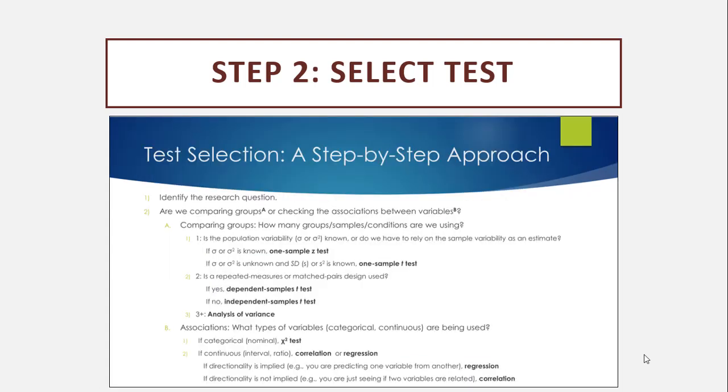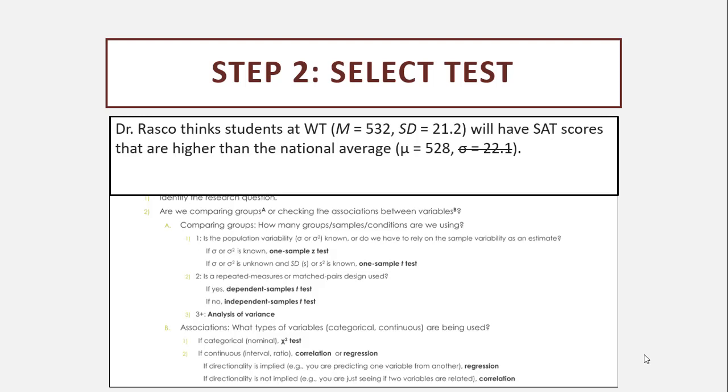Now, this chart also walks through it the same way. So we're going to walk through it just like we did in the last video. So Dr. Rasko thinks students at WT have SAT scores that are higher than the national average. We're comparing groups. In particular, we're comparing a population to a sample. Thus, when we look at how many groups we are comparing, how many samples, we really only have one sample, and then we have a population that we're comparing to.